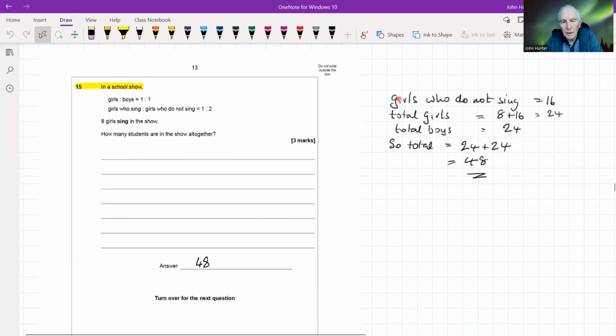Okay, so if there's 8 girls that sing, then because this is 1 to 2, there must be 16 who don't sing. So for every 1 girl who sings, there's 2 girls that don't sing. So the total number of girls is 24, and we know that the ratio of boys to girls is 1 to 1, so the same number. So there's 24 girls, 24 boys, 48 in the show altogether. That's 48.